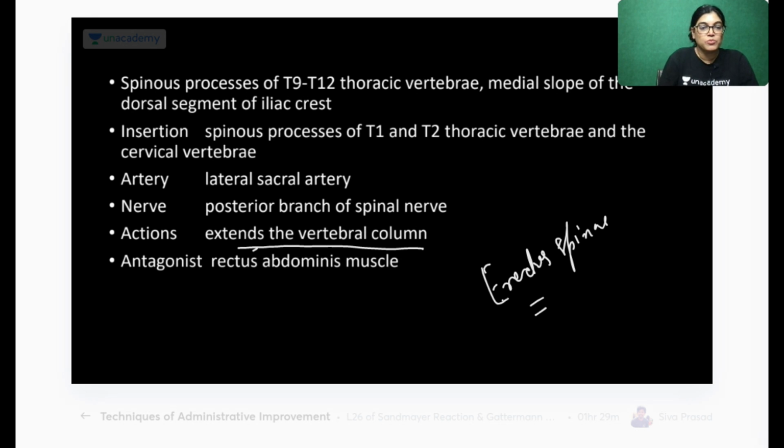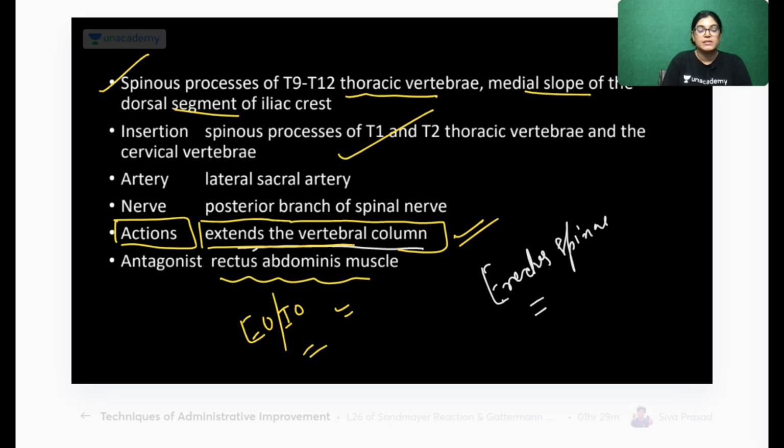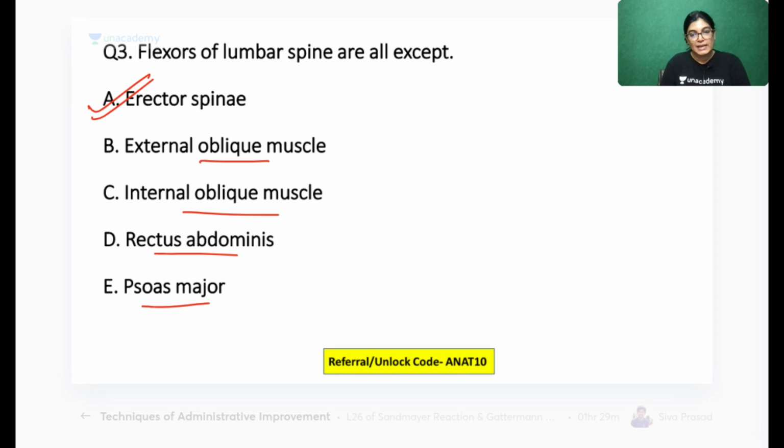So please note down this point. This is important for you. The action is just opposite to the flexors of the lumbar spine. It is causing vertebral column extension. Origin is from the spinous processes of T9 to 11 thoracic vertebrae, the median slope of the dorsal segment of the iliac crest, inserting into the thoracic and cervical vertebrae. What was importantly mentioned in this MCQ was the action: this group of muscles has action just opposite to that of the anterior abdominal wall muscles, that is rectus abdominis, external oblique, internal oblique, and all these muscles. So we have got A as the correct answer.